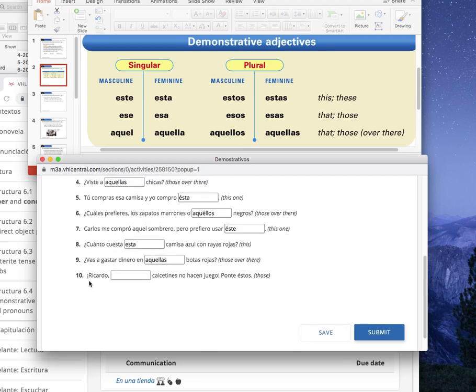Okay, last one. Ricardo, those calcetines no hacen juego. Ponte estos. So those, and the noun is present. Pause. And we're back, so it would be esos, of course, right? Because calcetines is masculine and plural.